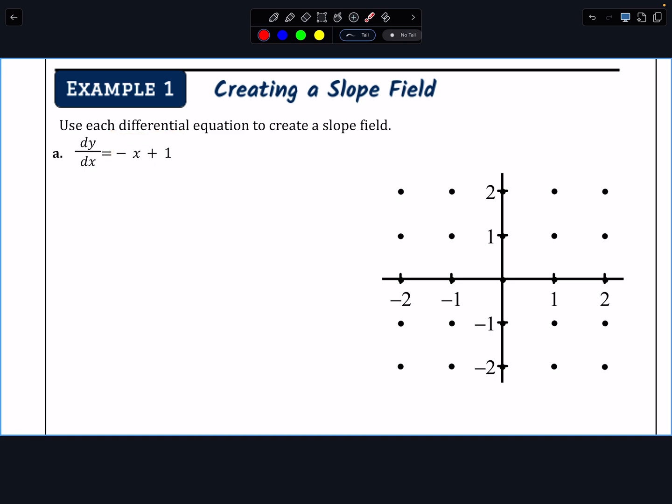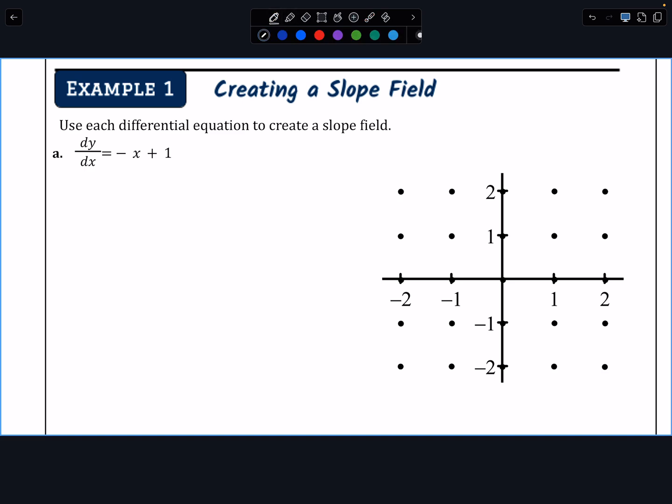All right, it says use each differential equation to create a slope field. So it says dy/dx is equal to negative x plus 1. There's not one way to do this problem, but I find it easier, at least myself, to make a little table to figure out what's happening. What's nice about this equation is sometimes there are going to be x's and y's. Notice that there are just x's.